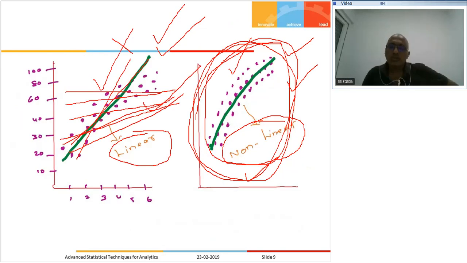Non-linear is nothing but, if you see these two representations, here we try to establish a linear relation, but actually the data perfectly follows a non-linear relation. For simple understanding, if it is a straight line, it is a linear relation. Otherwise, anything apart from a straight line comes under non-linear relation.